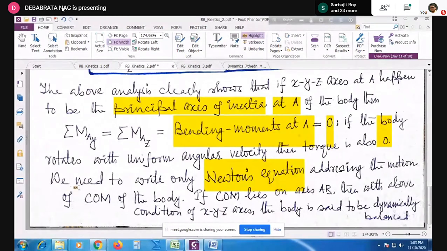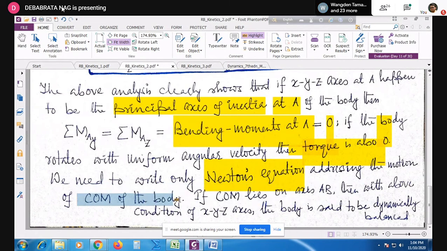Now you see that যেটা আমি বলছিলাম যে suppose if they are becoming the principal axis of inertia, we find that summation MAY and summation MAZ is equal to 0, and if the body rotates with uniform angular velocity, then the torque requirement is also equal to 0. Now we need to write only the Newton's equation addressing the motion of the center of mass of the body.